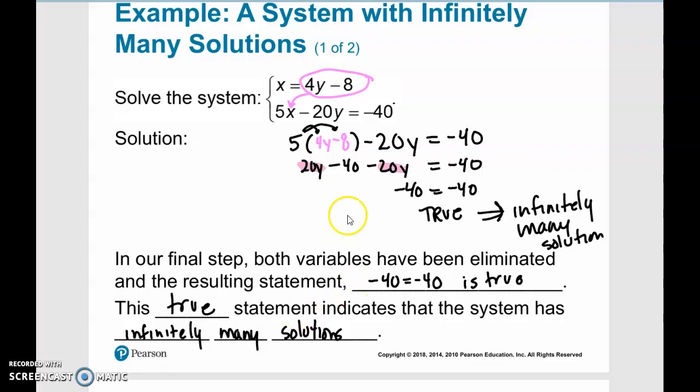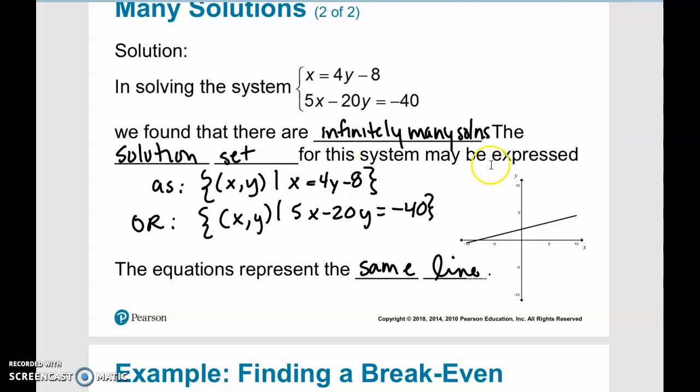And that means that the two lines were the same. If you were to graph them, they would be the same line. They lie on top of each other. And so how do you write that? How do you express that?